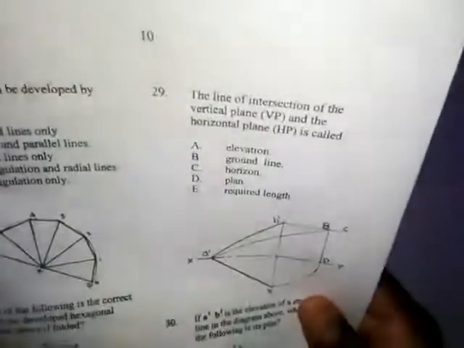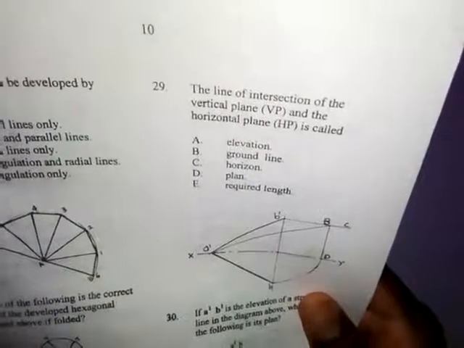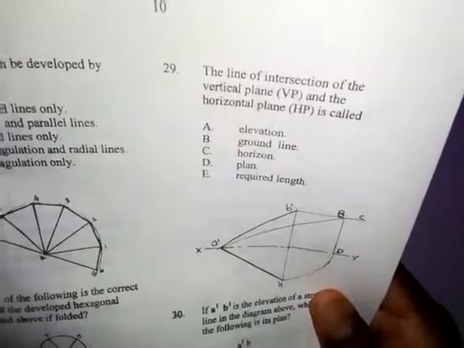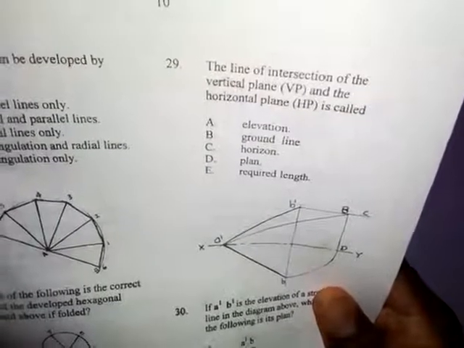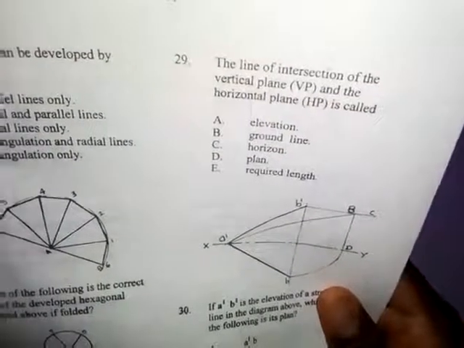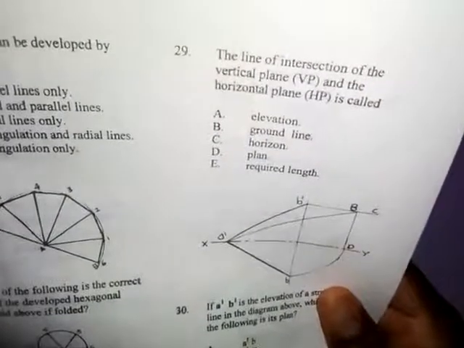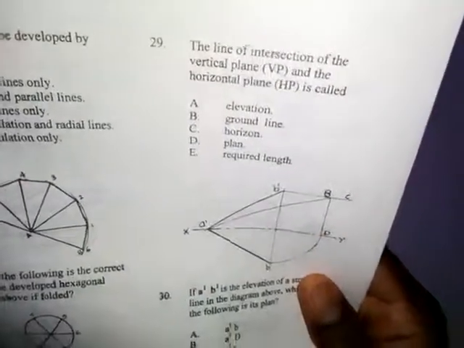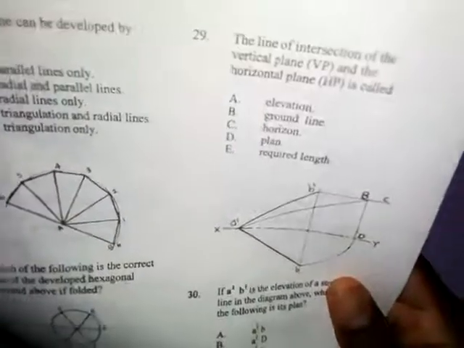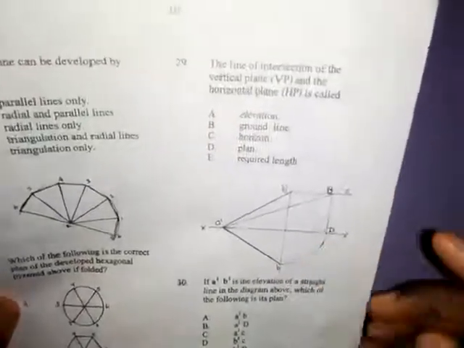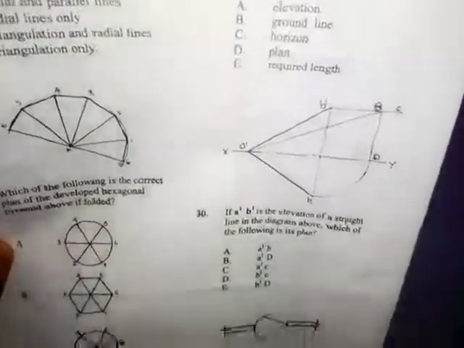Okay, so question 29. The line of intersection of the vertical plane VP and the horizontal plane HP is called ground line. So we call it ground line. That is the line between the vertical plane and the horizontal plane. So take note of that.